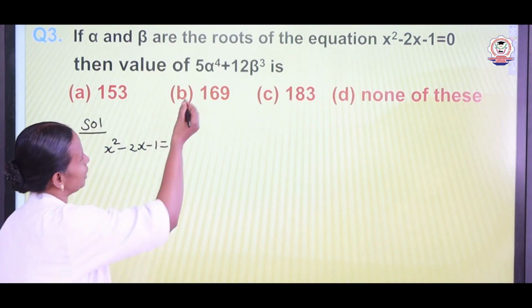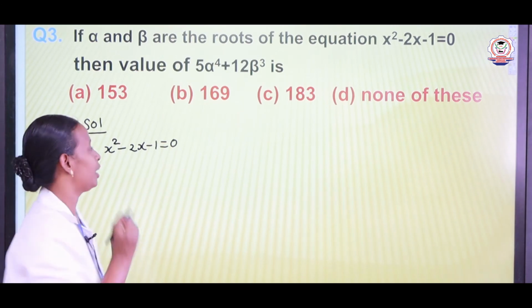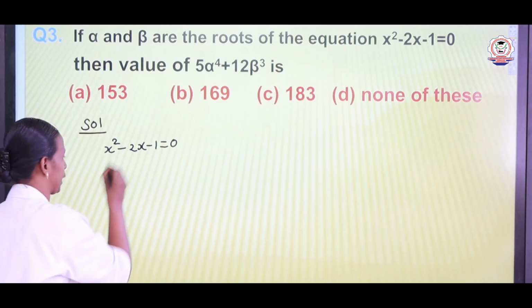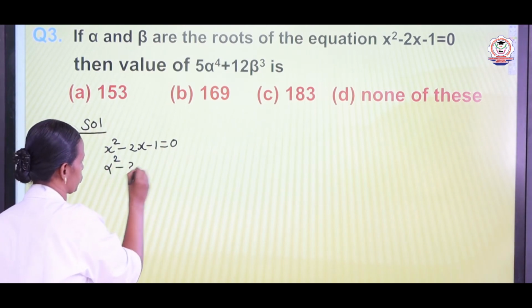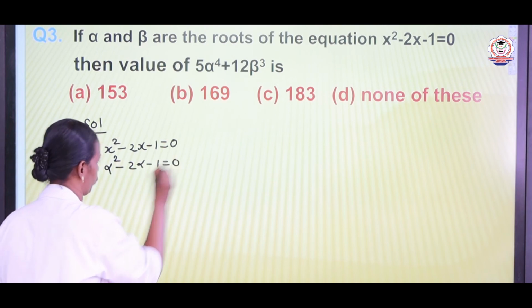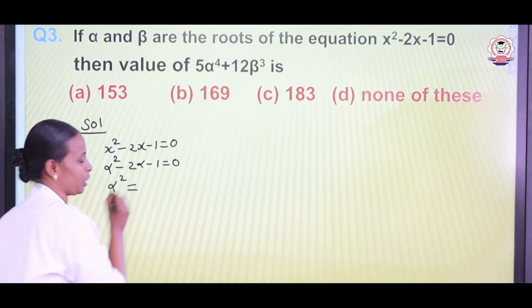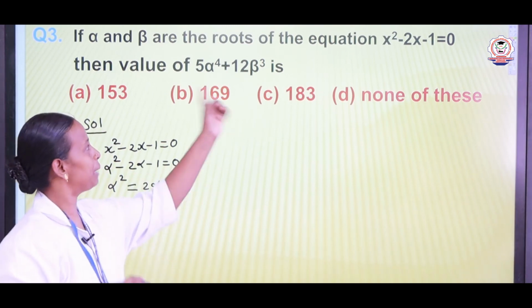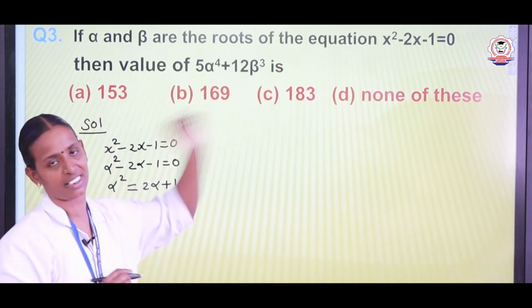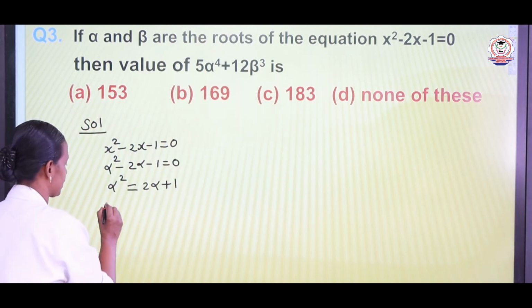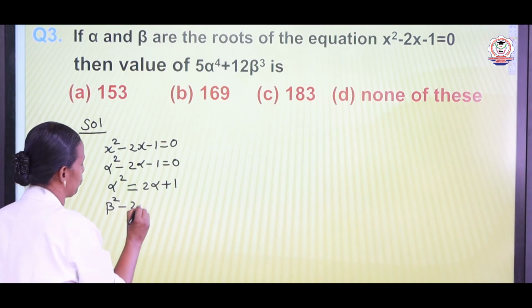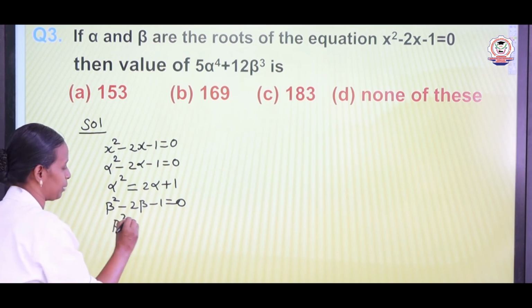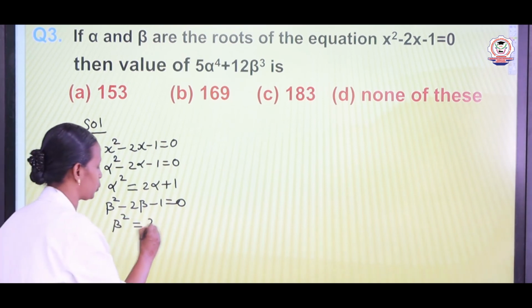From that, what is given? Alpha and beta are roots. Therefore, alpha and beta must satisfy the given equation. It will become alpha square minus 2 alpha minus 1 equal to 0. From that you can write alpha square equal to 2 alpha plus 1. In a similar manner, beta is also a root, therefore beta must satisfy the equation. So, that is beta square minus 2 beta minus 1 equal to 0. From that, beta square is nothing but 2 beta plus 1.